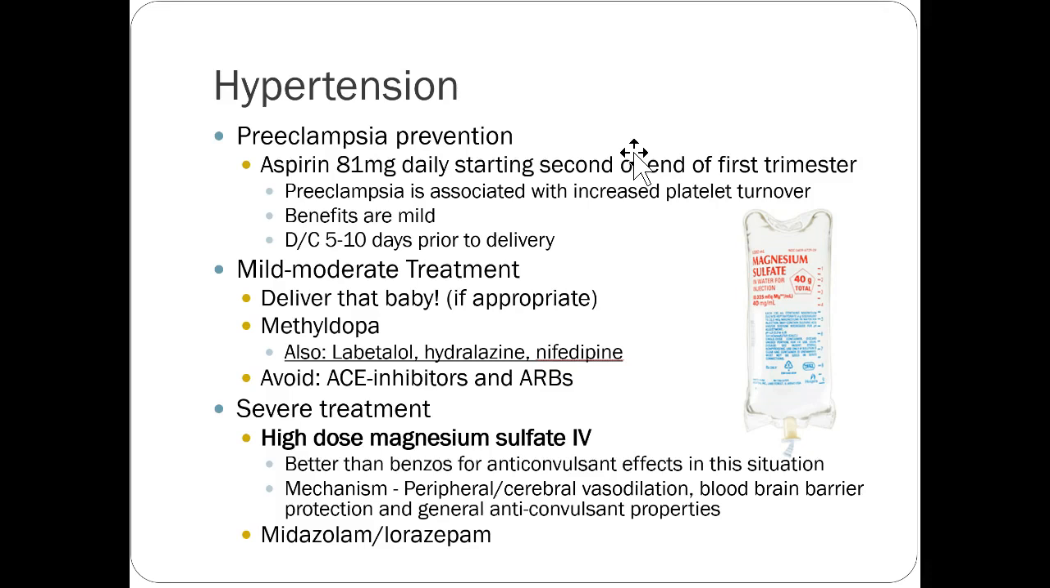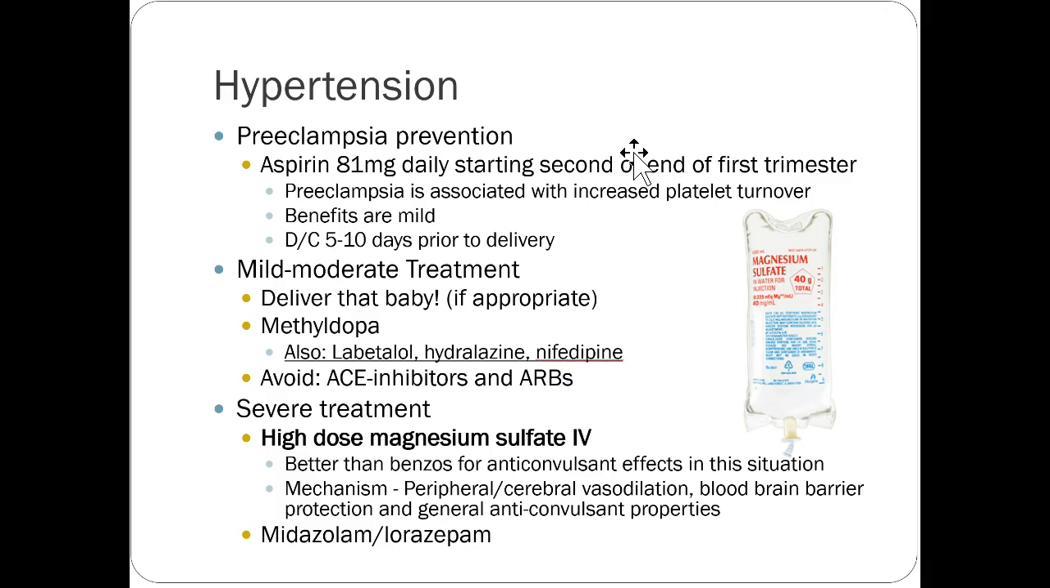And really what it's doing is you get increased platelet turnover with preeclampsia, so it's inhibiting the platelet activation process, decreasing your clotting risk. You do have some increased thrombogenicity with preeclampsia, as well as increased seizure risk. You would DC it 5 to 10 days prior to delivery, and most of that's due to bleeding risk with the platelets. So give that aspirin plenty of time to wear off before you deliver.